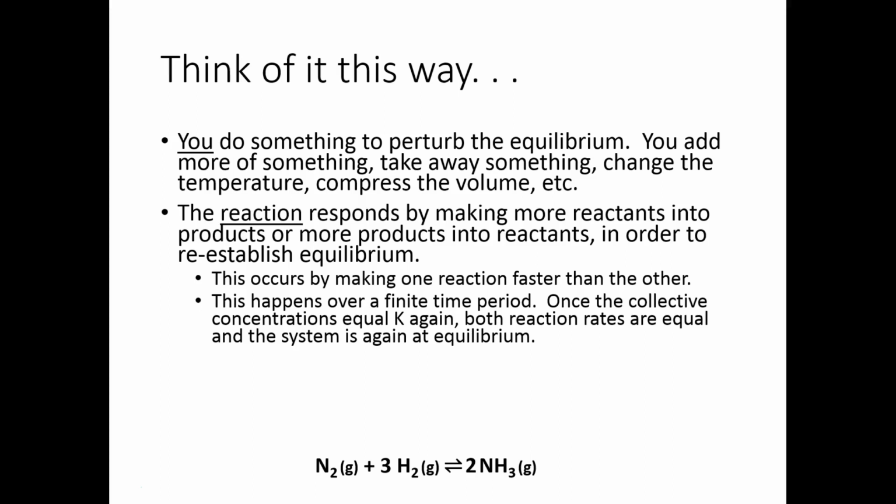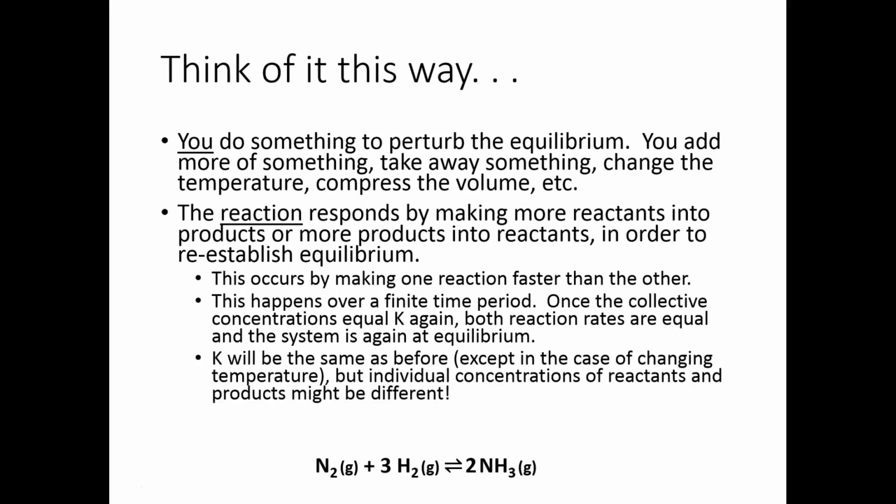I think this is something that some of you were struggling with and I wasn't clear enough about. But the basic goal of this is to reattain K. Once you add more nitrogen, for example, you're not at K anymore, you're at Q. You're not at equilibrium. And so the reaction has to shift one direction or another to make all the concentrations such that they equal K again when they're in that K expression. Once they equal K again, it's at equilibrium. Both reactions are the same rate.